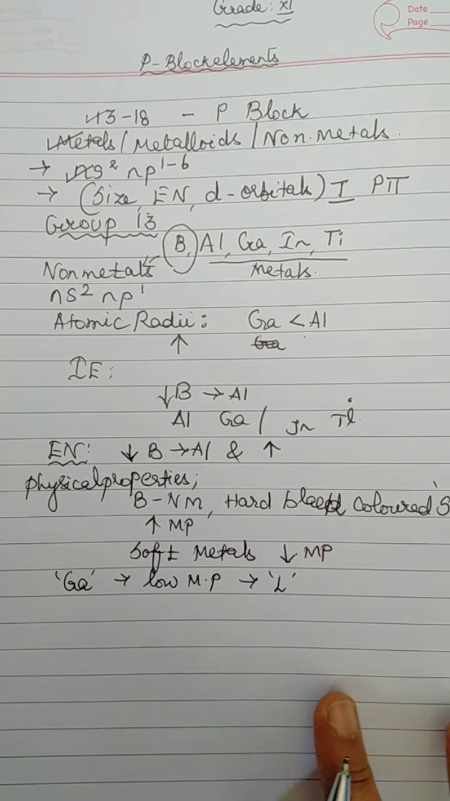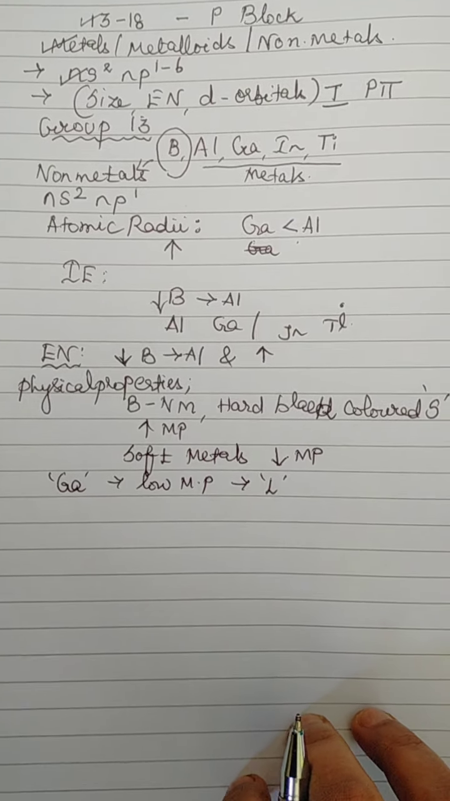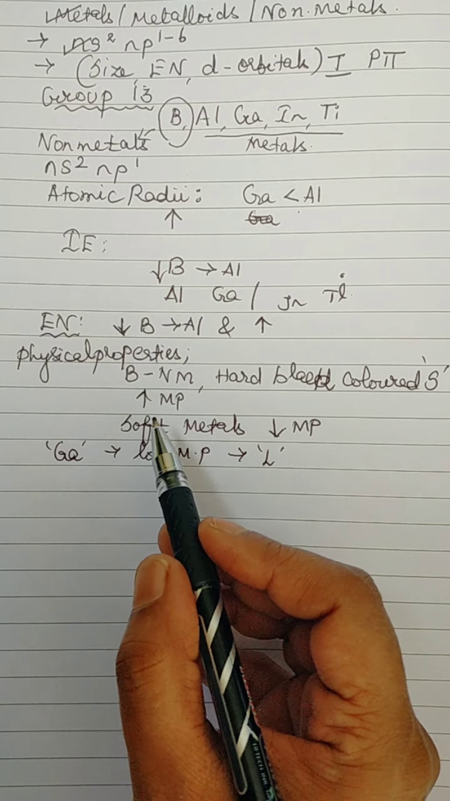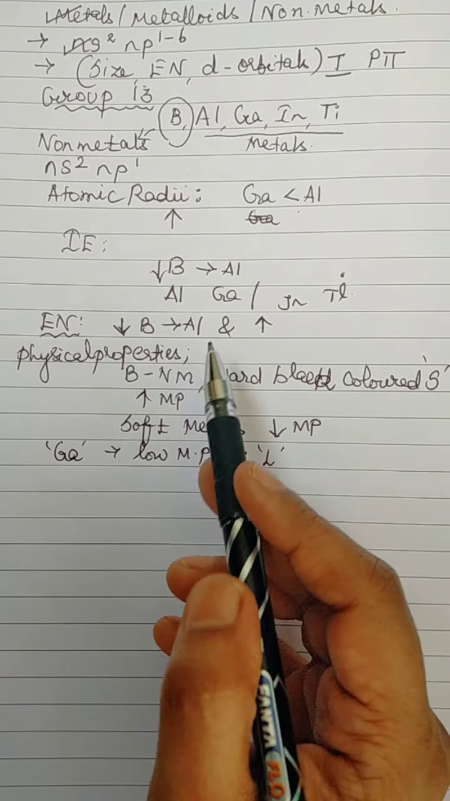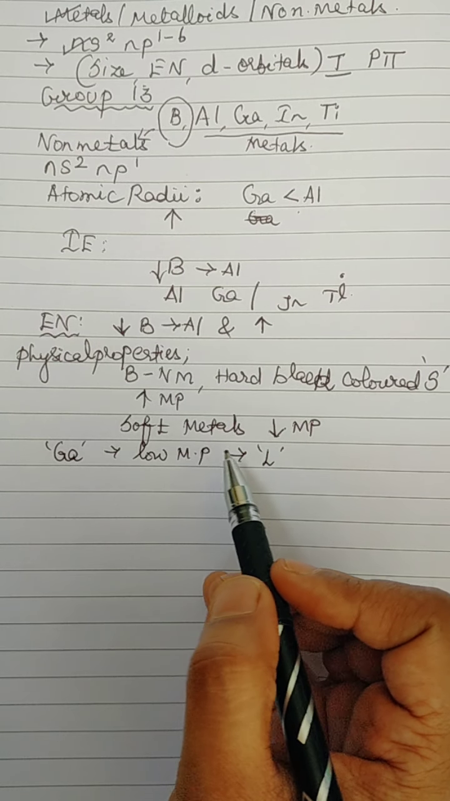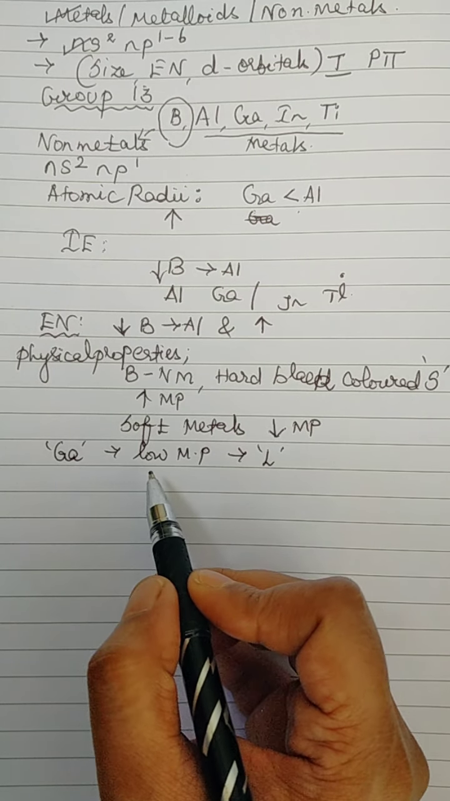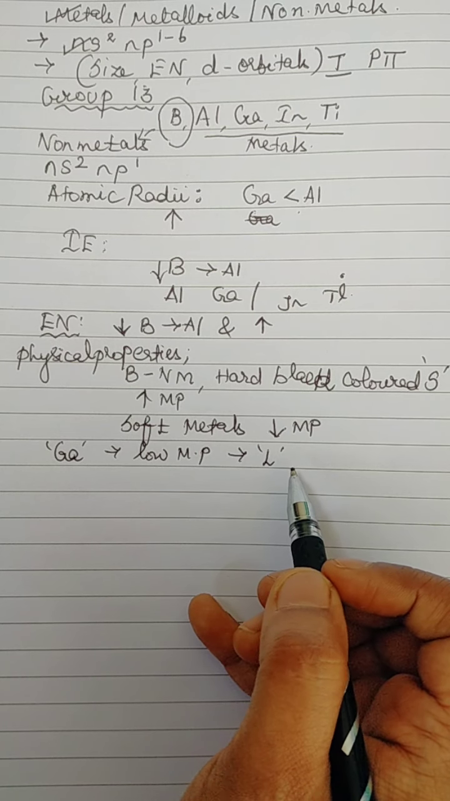So we have seen the physical properties. Boron is a non-metal which is a hard black colored solid in nature. Because of its crystalline lattice, its melting point is very high. While the rest of the members like aluminium, gallium, indium and thallium are soft metals with a lower melting point. Gallium's melting point is very low, so it will exist as liquid during summer.